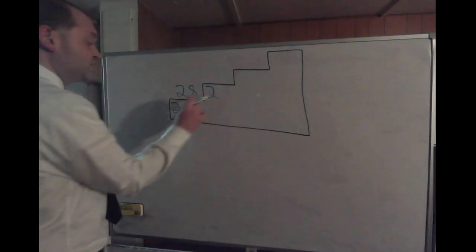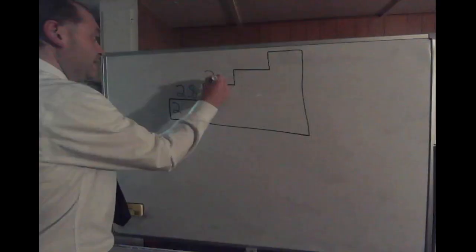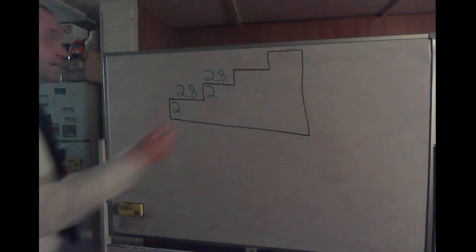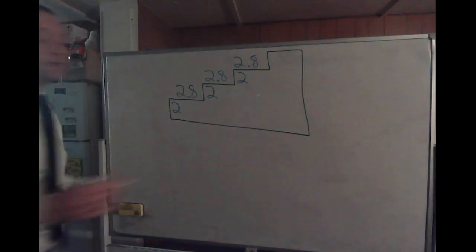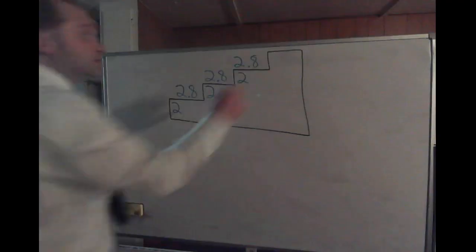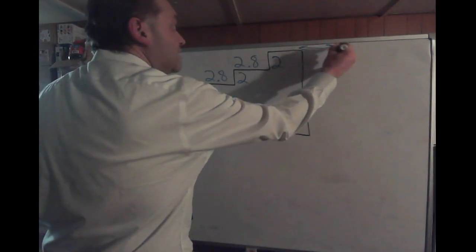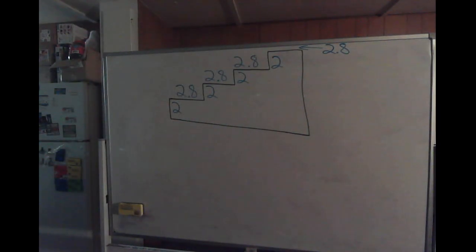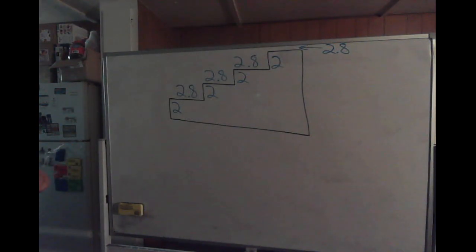This has a length of 2. This has a length of 2.8. This has a length of 2. This stair has a length of 2.8. This has a length of 2. And then the stair up here also has a length of 2.8. So we need to find the area of this figure. Well, how in God's name are we going to approach that?